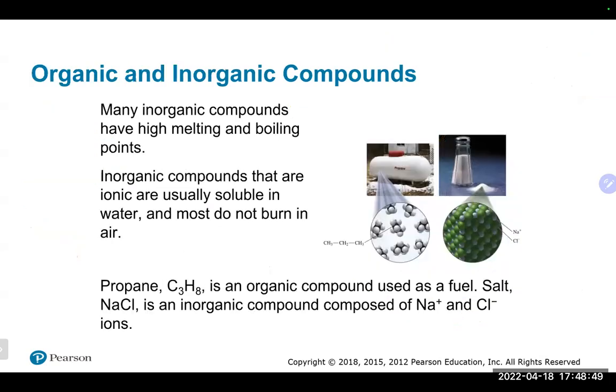Now, some differences between organic and inorganic compounds. Inorganic compounds, things like salt, sodium chloride, typically have very high melting points and boiling points. That is because they are held together by that really strong electrostatic attraction, the positive-negative attraction between ions. It's kind of like the strongest attraction you could get. So they're held really, really together.